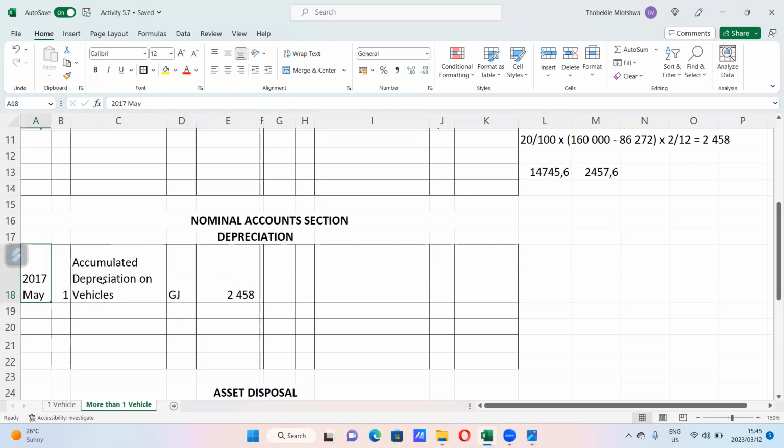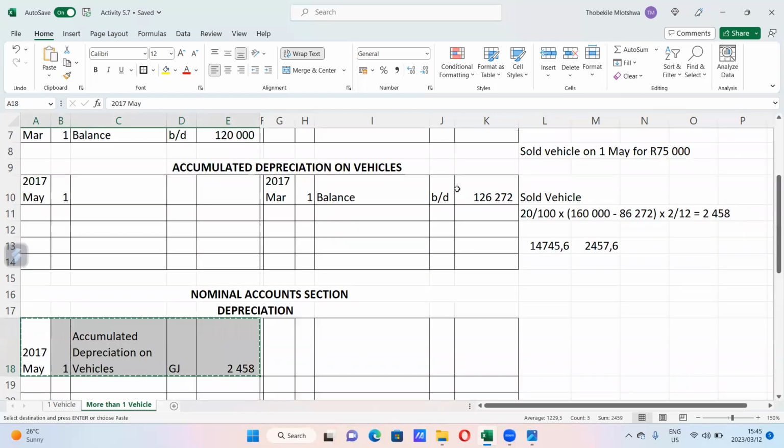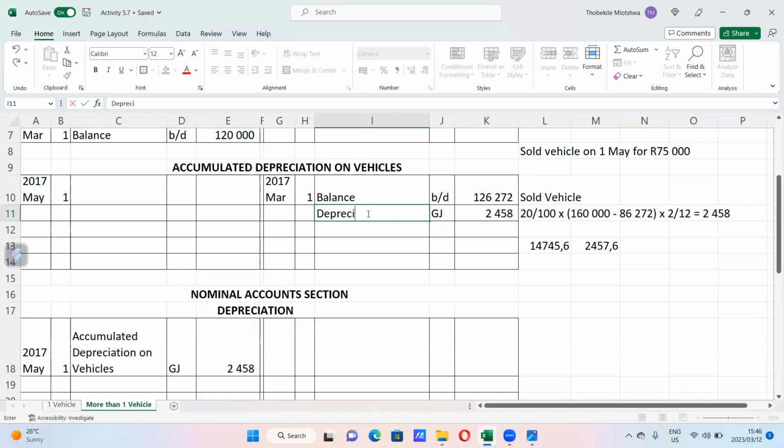So if we are going to debit it here, then we need to credit it in the accumulated depreciation. But I'm going to change the account. So we are going to come here. I don't need to repeat the date. So this will be the amount, but the contra account now will be depreciation. So we are going to say depreciation.